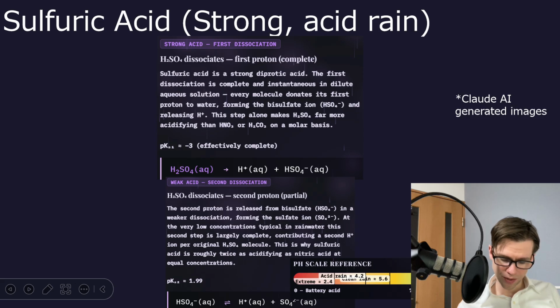And you can see on the pH scale then, it goes down to 2.4 for H2SO4 acid rain, way below clean rain and even farther below nitric acid. And you might even have nitric and sulfuric in the same rain depending on your pollution sources nearby.